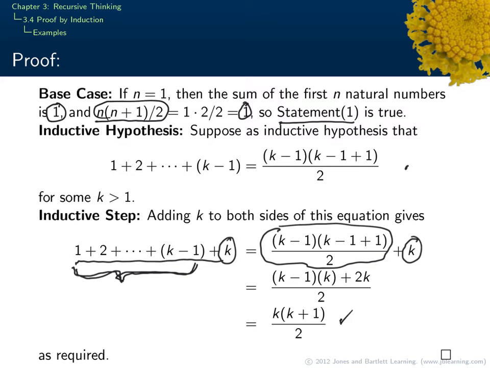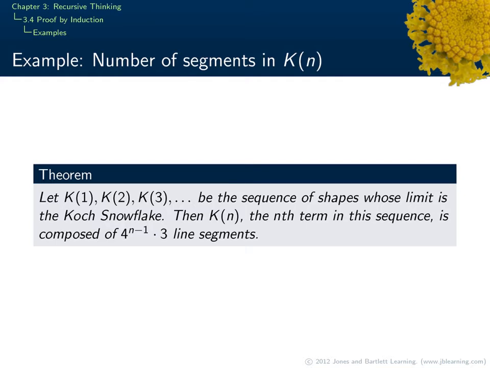We've proved our base case, and we've proved our induction step, and therefore by induction, the sum of the first n positive integers is going to be equal to n times n plus 1 over 2. All right, in our next example of an ordinary induction, we're going to recall the Koch snowflake.